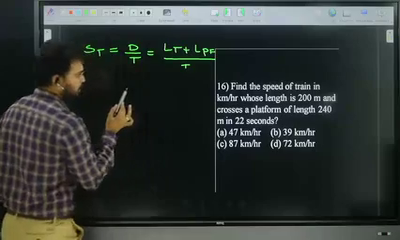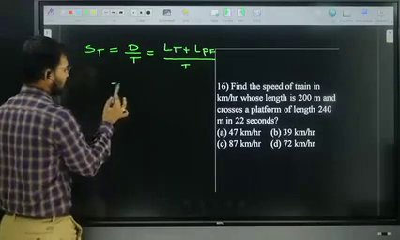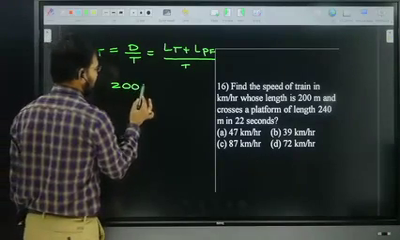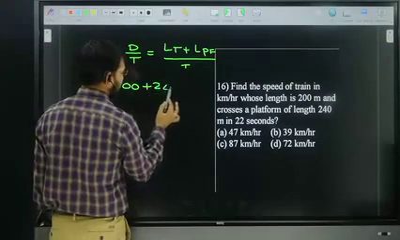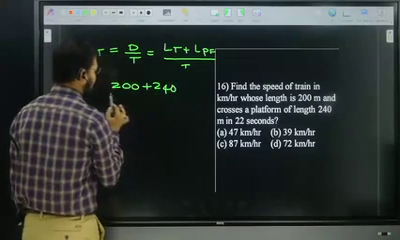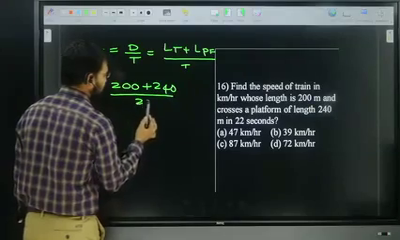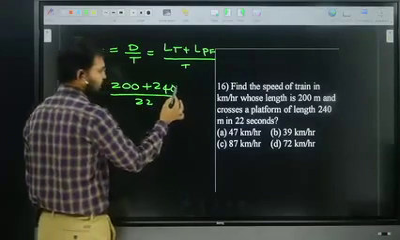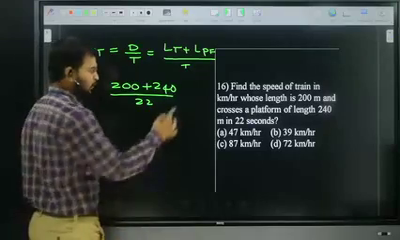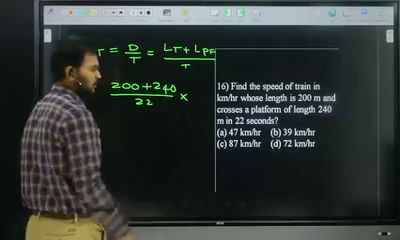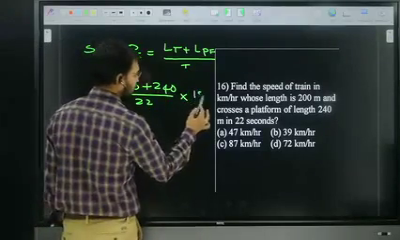The length of the train is how many meters? 200 meters. The length of the platform is how many meters? 240 meters. Divided by how many seconds? 22 seconds. But the numerator is in meters and the denominator is in seconds. So first of all, we need to convert to kilometer per hour, so 18 by 5.